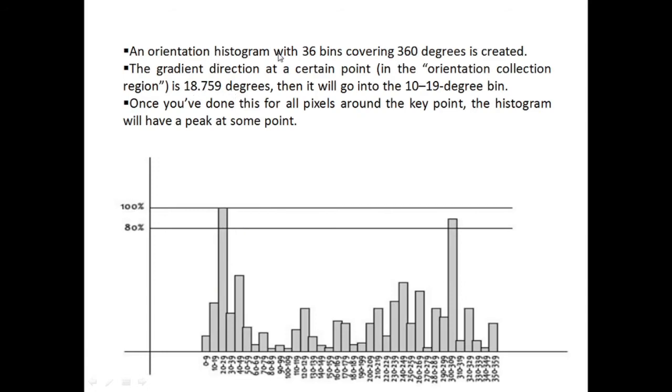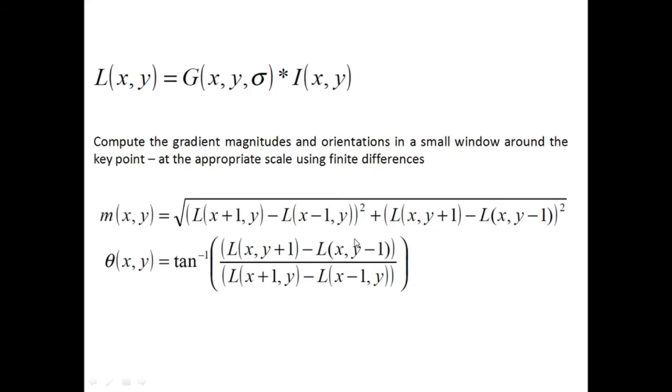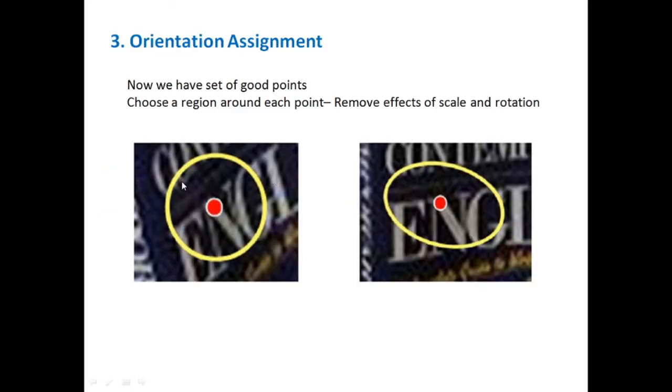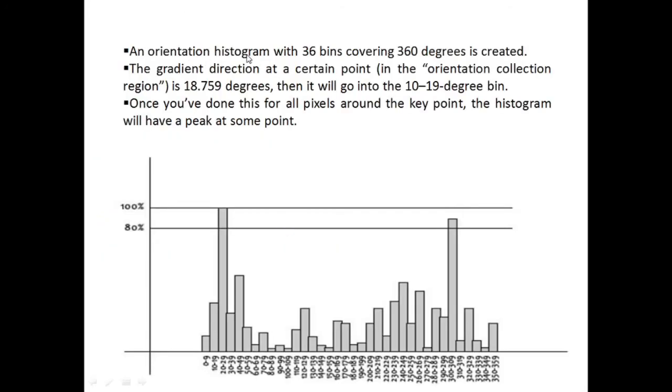So an orientation histogram with 36 bins covering 360 degrees is created. If this is a small region, it may be a circle or an ellipse or whatever it is, but definitely it possesses 360 degrees, right? So this point is wrapped by a curve. That means everywhere, across all 360 degrees, something is wrapping this point. That means an orientation histogram with 36 bins covering 360 degrees is created.